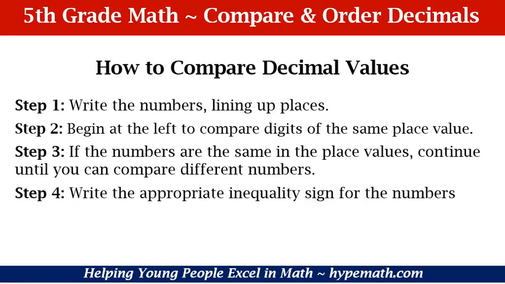Step 2, beginning at the left, compare the digits of the same place value. And again, we discussed all of this and had some really great examples in Compare and Order Decimals part 1. Step 3, if the numbers are the same in the place values, continue until you can compare different numbers. Step 4, write the appropriate inequality sign for the numbers.